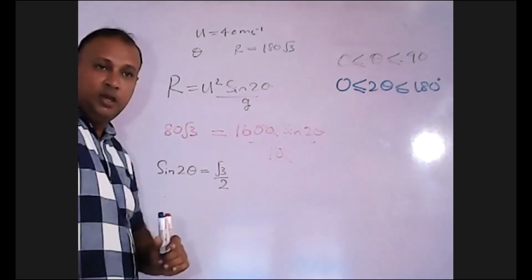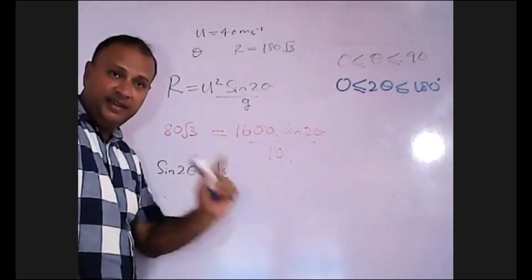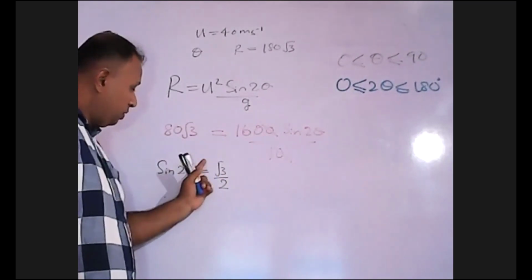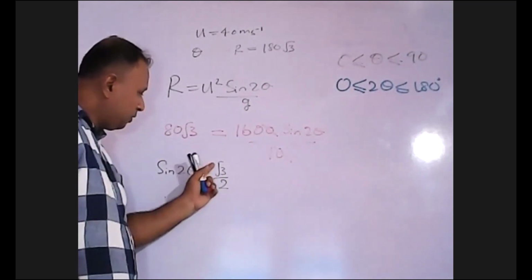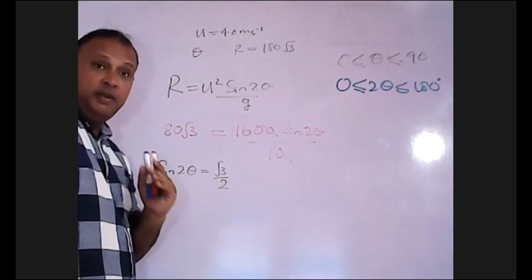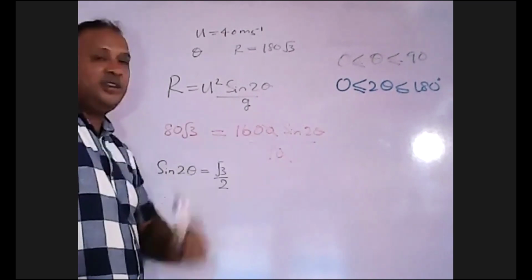0 to 180. So you have to find the sin value: sin 2 theta is equal to root 3/2, in between 0 to 180 degrees.